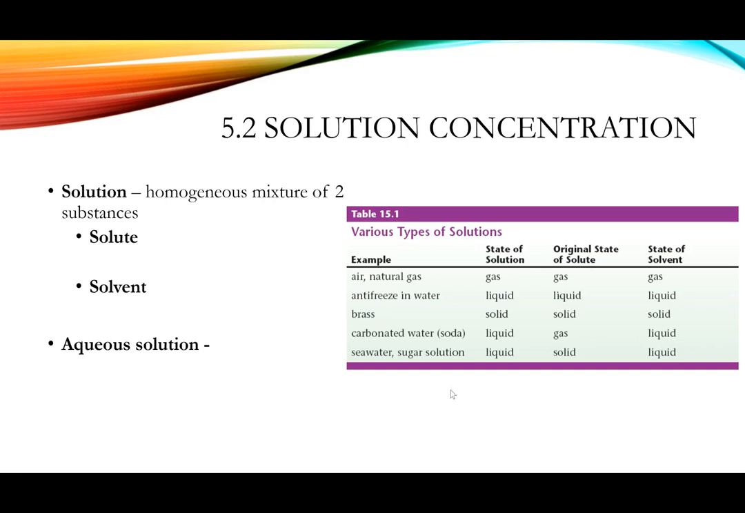A solution is any homogeneous mixture of two substances. So recall from chapter 1 that a homogeneous mixture is one that has uniform and unchanging composition. Every sample will be the same. You usually cannot see the individual parts of the mixture. So those are all hallmarks of a homogeneous mixture.